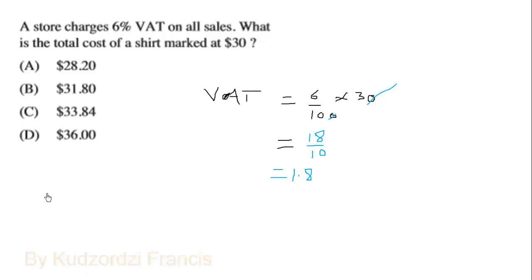Then the price of the item is 30. So the total cost of the item, TC, will be equal to the price of the item plus the tax. The tax will add to the price. The tax will increase the price. So $1.8 plus 30 will be equal to $31.8. Don't forget that 31.8 is the same as 31.80. So the correct answer is this.